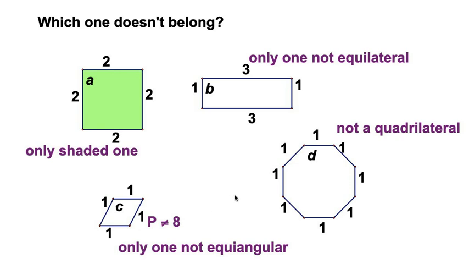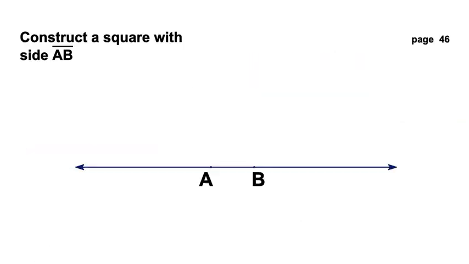So, to each their own, and I'm glad that you all had fun looking and picking out something different and justifying your answer. All right, but this video is really about constructing a square. And I've got to go through this just so we can say, this is how we construct a square, with a given side AB. And we're going to do the old compass thing.